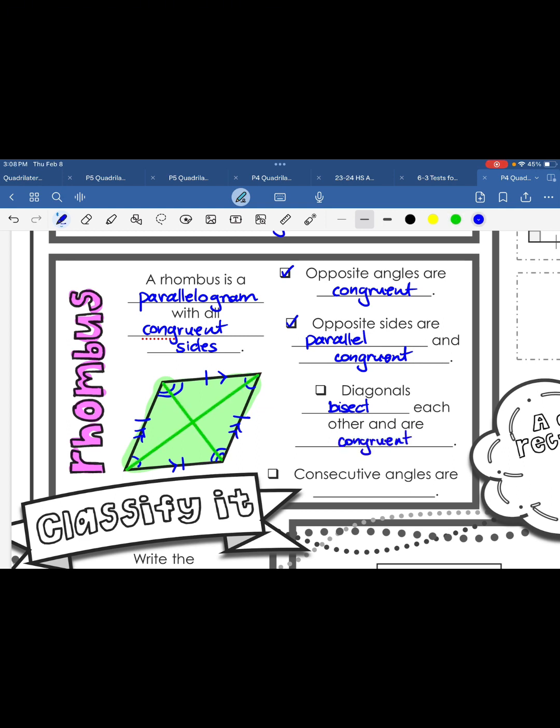And also consecutive angles are supplementary. I'm going to say that added together, they add up to 180. This angle there and this angle there together. Hopefully you guys know what I mean when I say that. That's not an official way to mark that, but there it is.